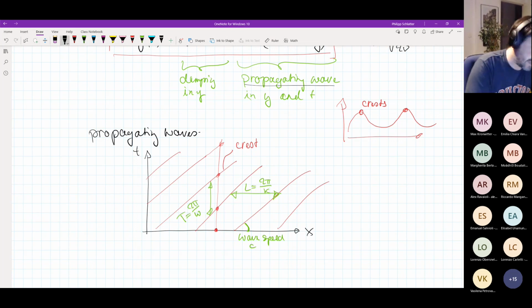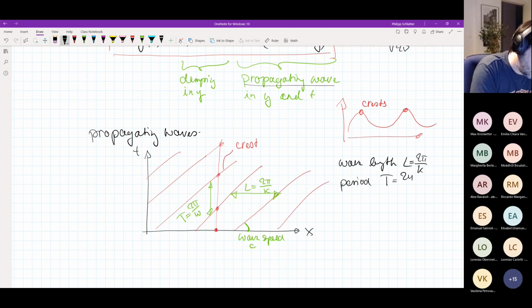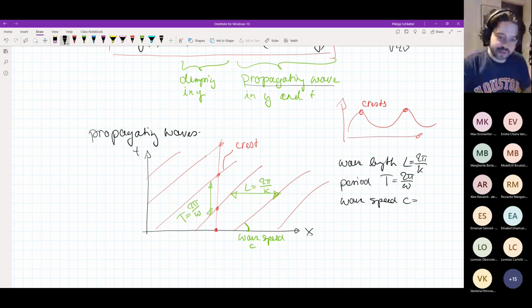So if I'm just summarizing everything that I wrote in here, we have the wavelength, L being 2 pi divided by the wave number K. We have the period, T being 2 pi divided by omega. We have the wave speed, C, which is essentially the slope of these lines. And of course, now when I have the wavelength and the period, I can see that this is actually just omega divided by K. So this is for a propagating wave.